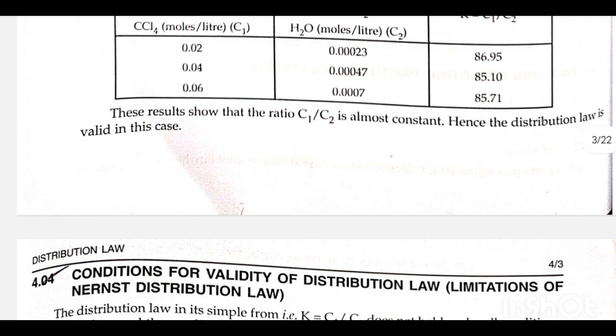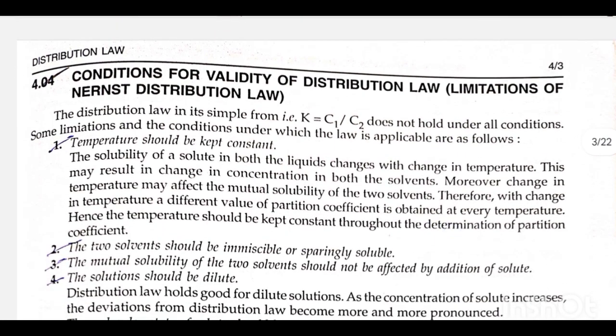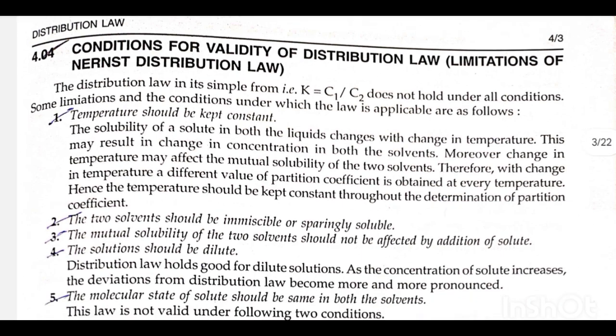These results show that the ratio C1 by C2 is almost constant, hence the distribution law is valid in this case. Condition for validity of distribution law. Limitation of Nernst distribution law. The distribution law in its simple form, that is K is equal to C1 by C2, does not hold under all conditions. Some limitations and the conditions under which the law is applicable are as follows.